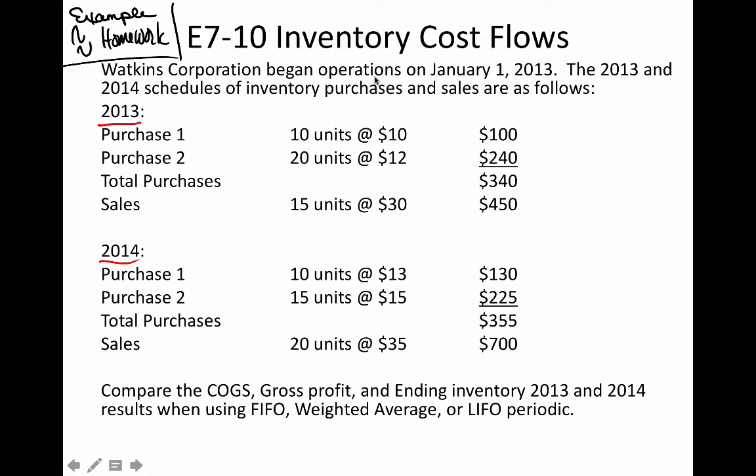So in the first year, since it's a brand new business, we purchased 10 units at $10 and 20 units at $12. So we have available for sale 30 units at $340 cost. That's the cost. We're going to sell 15 of those units at a price of $30. So here's the sales, and we have to now figure out how much of this cost should be assigned to those 15 units sold. In the subsequent year, notice we have 2 more purchases. So here's how it goes.